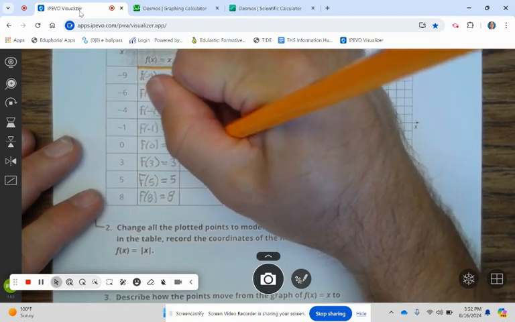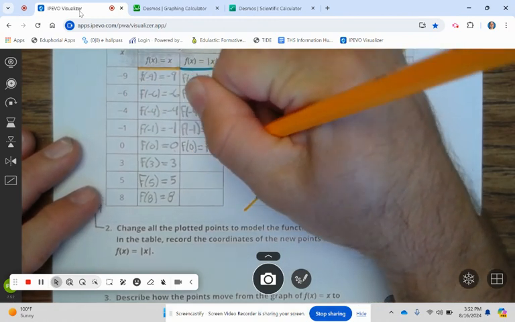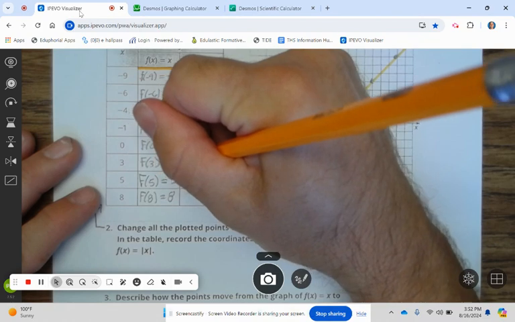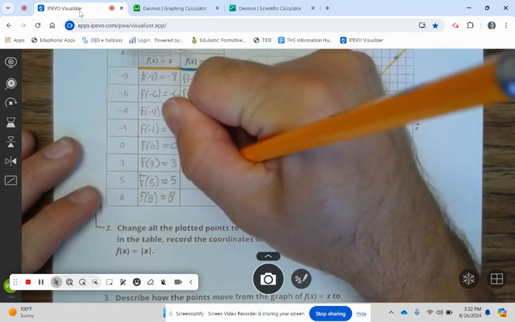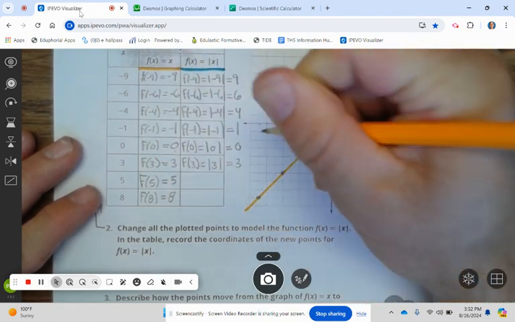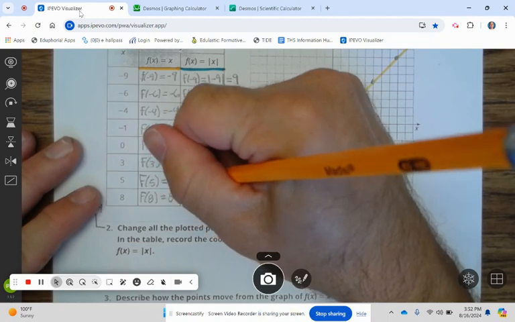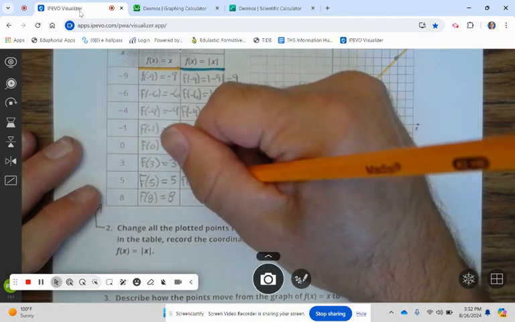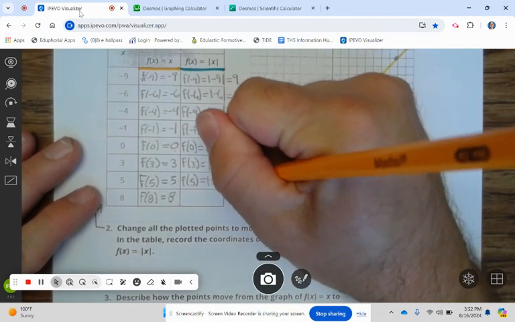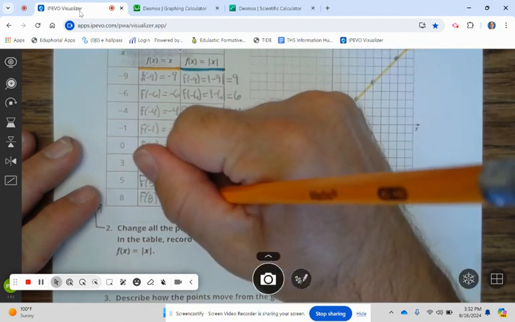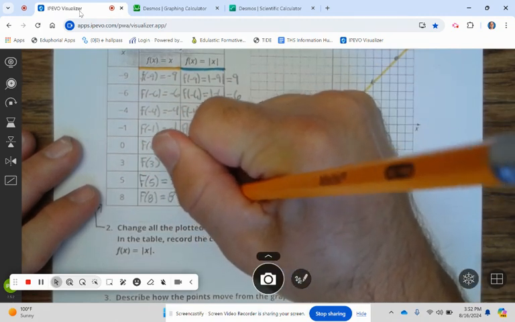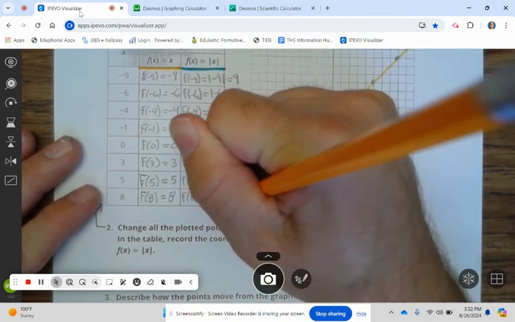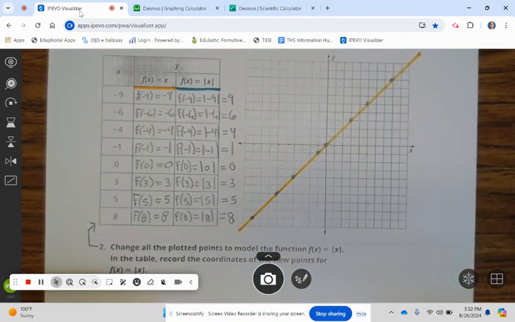f of 0 equals the absolute value of 0, which equals 0. f of 3 equals the absolute value of 3, which equals 3. f of 5 equals the absolute value of 5, which equals 5. f of 8 equals the absolute value of 8, which equals 8. So let's go ahead and graph those points.